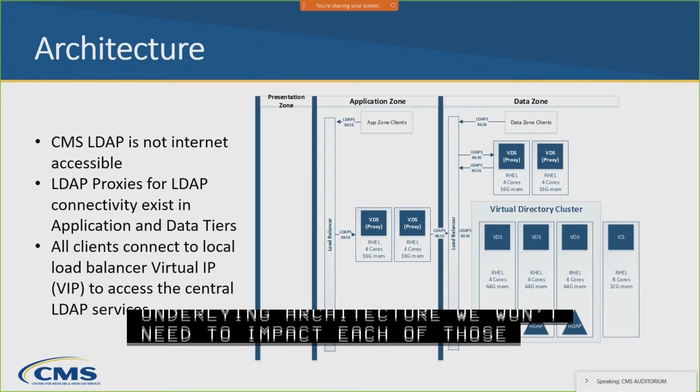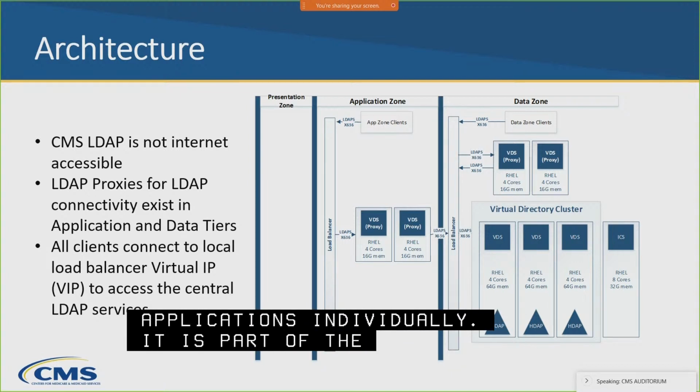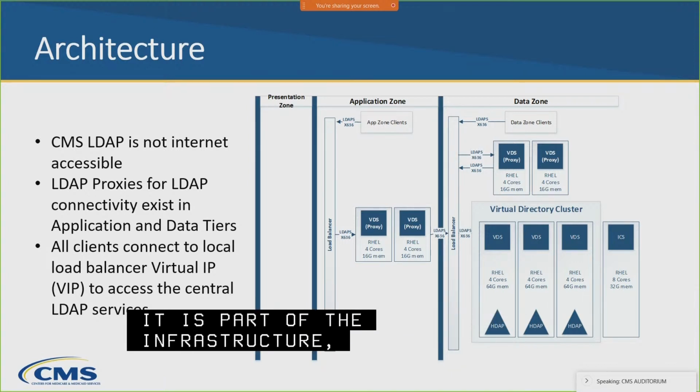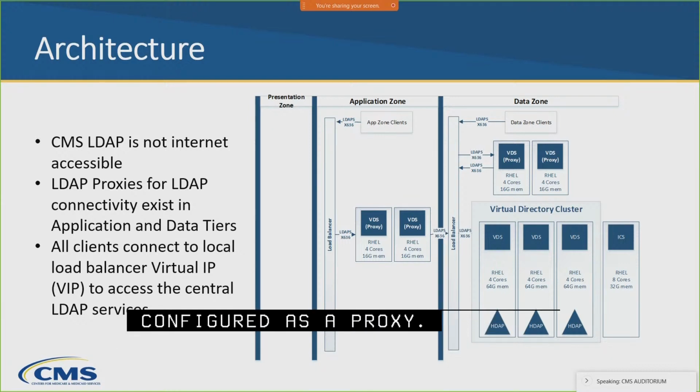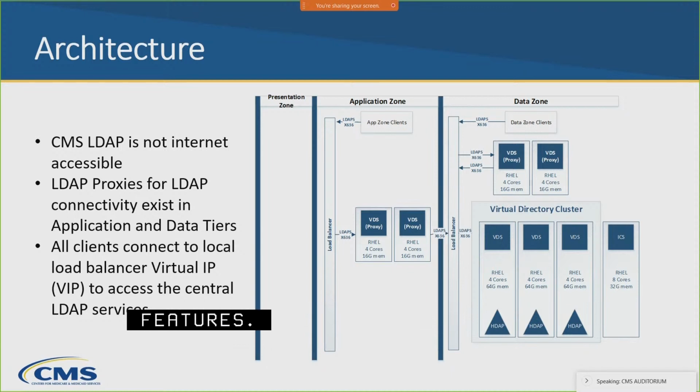As part of the infrastructure, we have the VDS configured as a proxy. The VDS has a couple of important features. One, of course, is the virtualization. The second is a proxy layer that allows us to route traffic between the different directory instances.